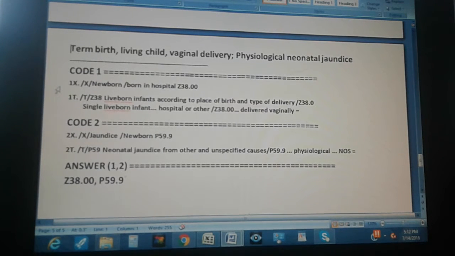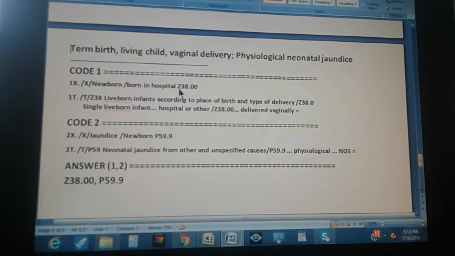This is the summary of the whole problem. It's a term birth, a living child, a vaginal delivery, but the baby comes with physiological neonatal jaundice. There's only one code, and code 1 through the index is found like this. First you go to the index. Then you go to newborn. Then you go to born in a hospital.